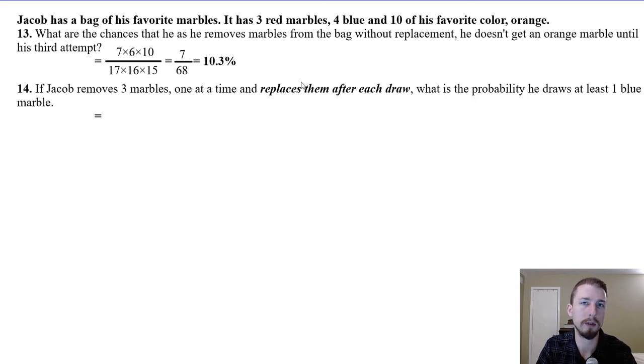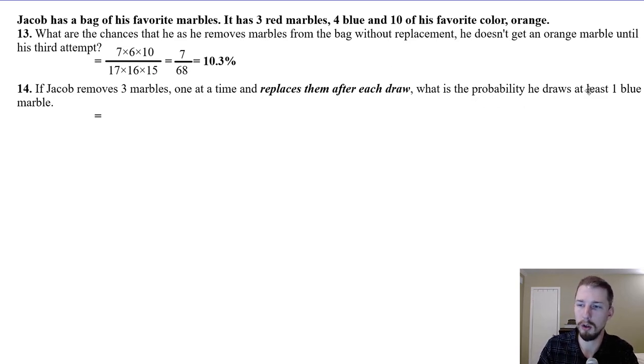So if we replace them after each draw, it's going to be an independent event because the probabilities are not going to change, because there's still going to be 17 marbles and all of them will be replaced and refreshed after each draw. So that'll be different than what we saw with the dependent events up here, when we were drawing without replacement, which is what we normally do.